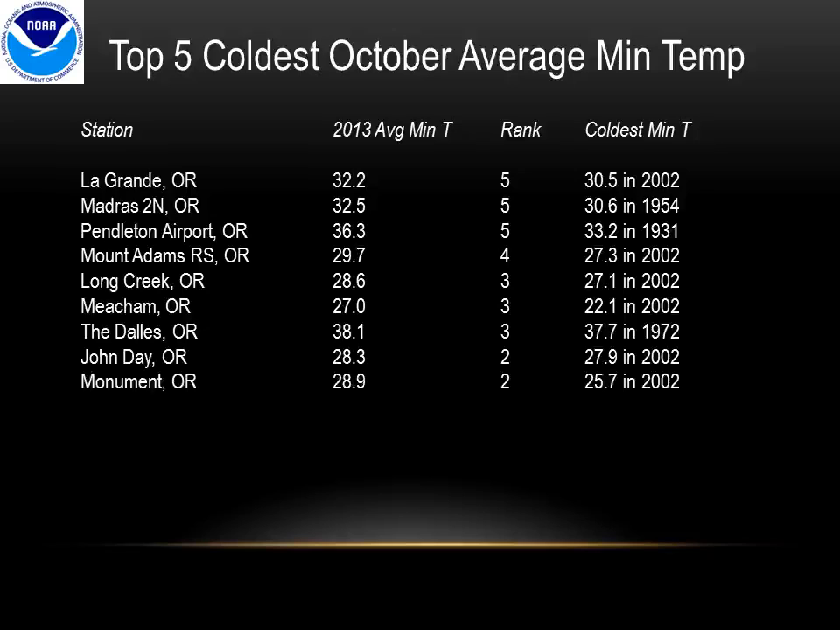Monument, Oregon reported an average minimum temperature of 28.9 degrees. This was the 2nd coldest average October minimum temperature on record. The coldest average minimum temperature for October is 25.7 degrees, set in 2002. Redmond, Oregon reported an average minimum temperature of 26.1 degrees. This was the 2nd coldest average October minimum temperature on record. The coldest average minimum temperature for October is 24.3 degrees, set in 2002.